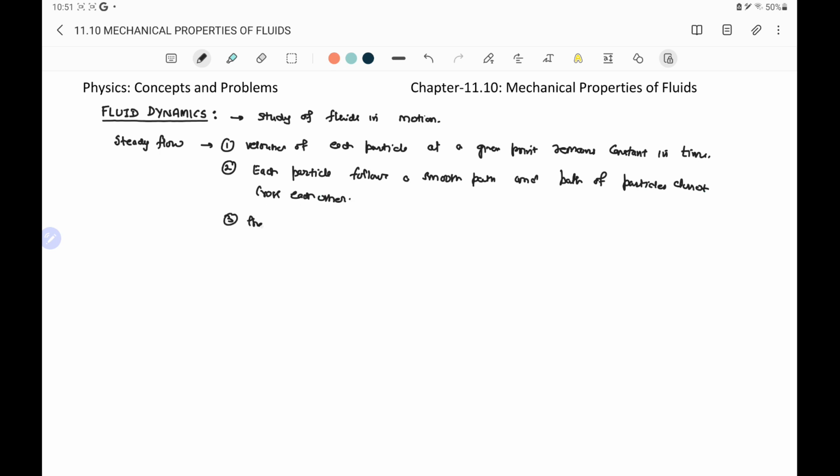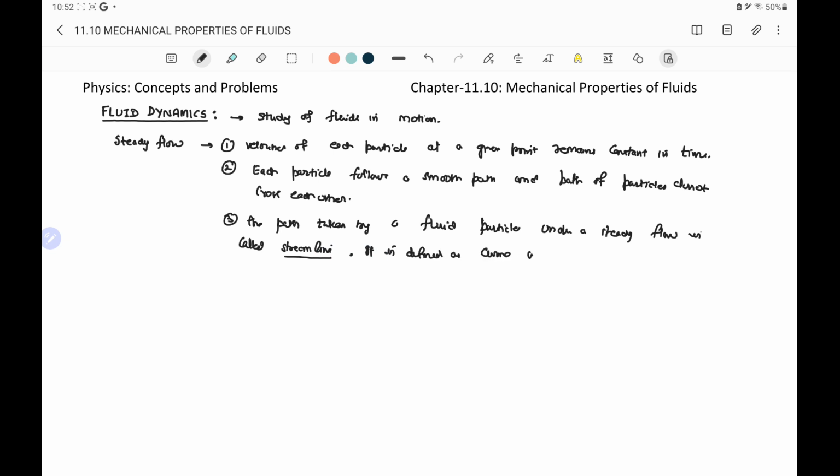Third is the path taken by a fluid particle under a steady flow is called a streamline, and it is defined as a curve whose tangent at a point is in the direction of fluid velocity at that point.